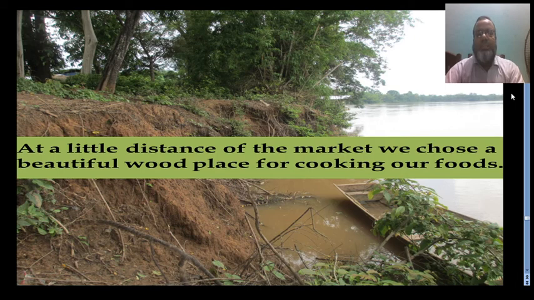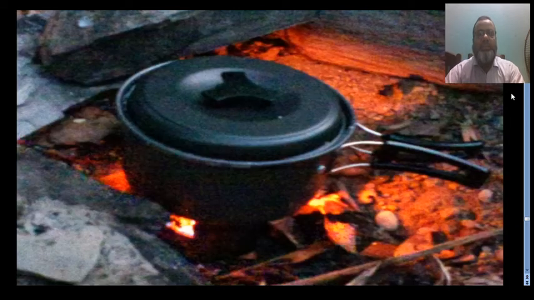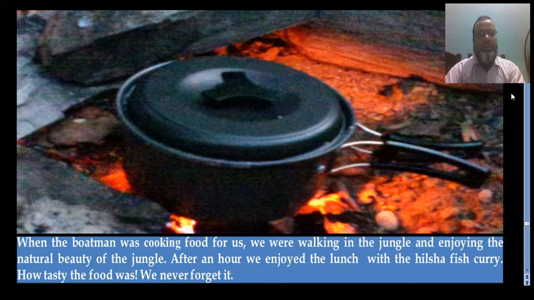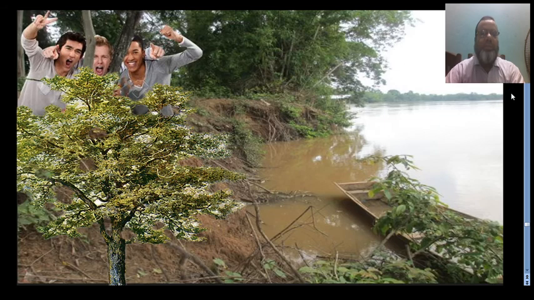At a little distance from the market, we chose a beautiful wooded place for cooking our food. Here we stopped our journey and cooked. While the boatman was cooking for us, we walked in the jungle, enjoying its natural beauty. After an hour, we enjoyed lunch with the hilsha fish curry. How tasty the food was, we never forget it. The fish was just live. This was really very enjoyable.